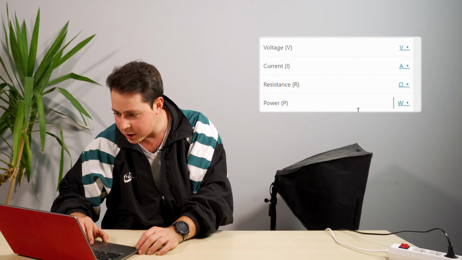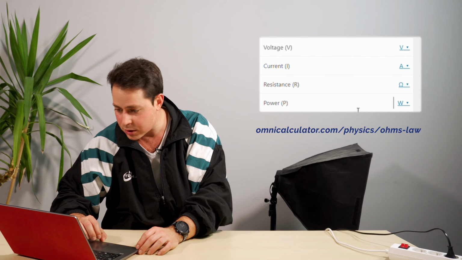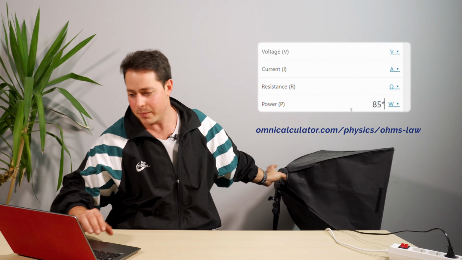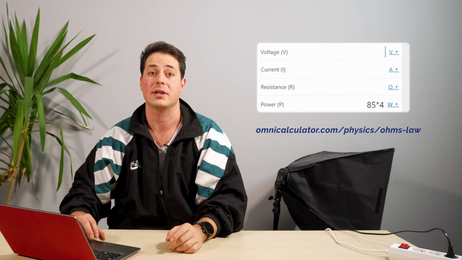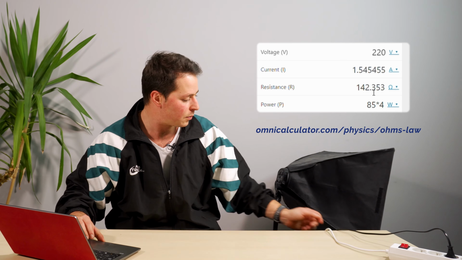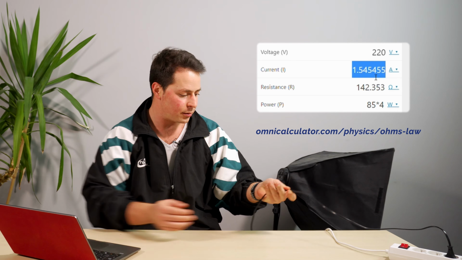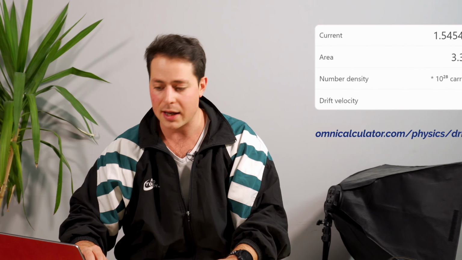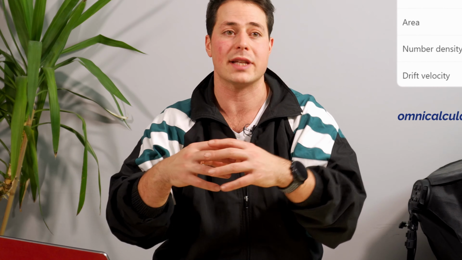Now, the first thing we need to know is the power of my lights. So this fixture has 4 light bulbs, 85 watts each of them, and the voltage standard in Europe is 220 volts more or less. We have 1.5 amps going through this cable, and this cable is comparable to a 12 American wire gauge, so that means 3.3 square millimeters of cross-sectional area. It's made out of copper, so that means it has 8.5 times 10 to the 28 free electrons per meter cubed. That's the electrons that can actually move.